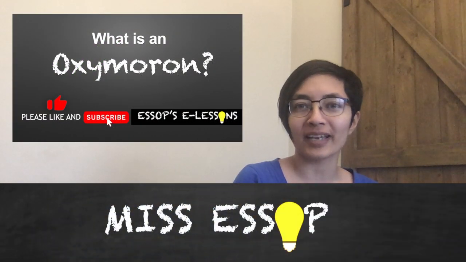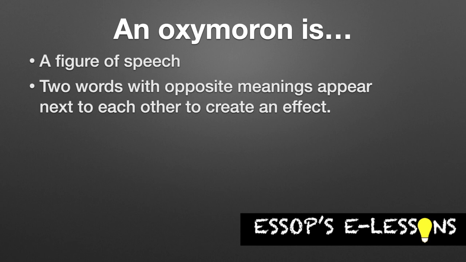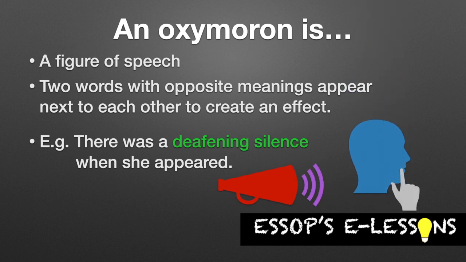Today we take a look at the oxymoron. So the question is, what is an oxymoron? It is a figure of speech where two words with opposite meanings appear next to each other to create an effect. So for example, there was a deafening silence when she appeared. And here we see the two opposing ideas are joined to suggest that the silence was loud. So this figure of speech helps to make descriptions more effective.